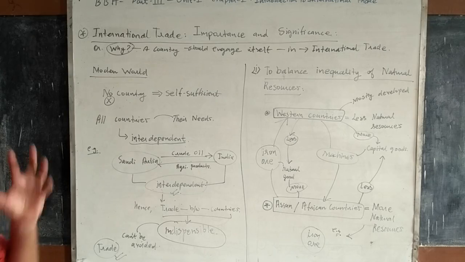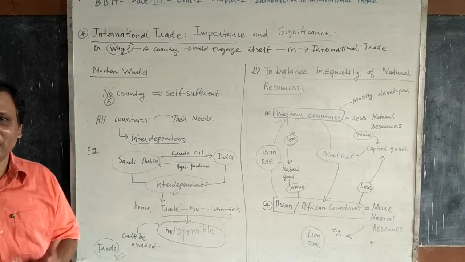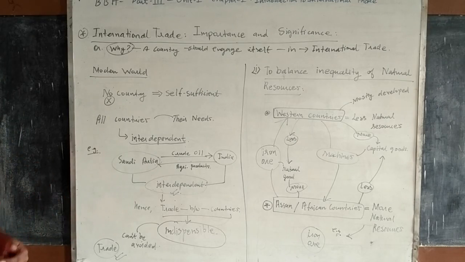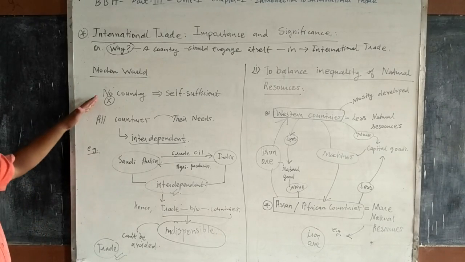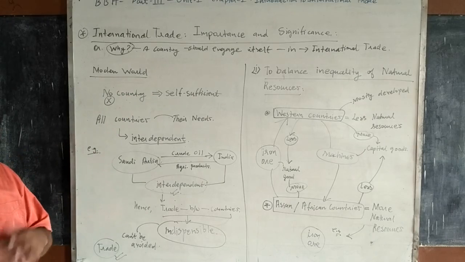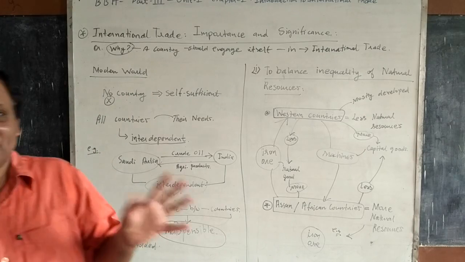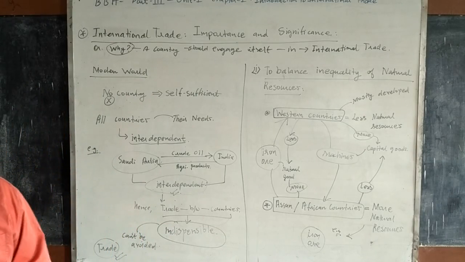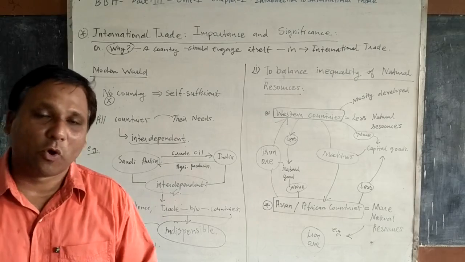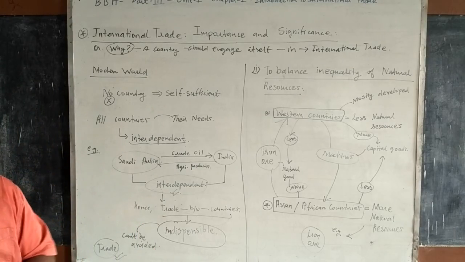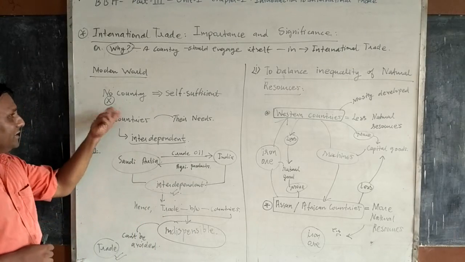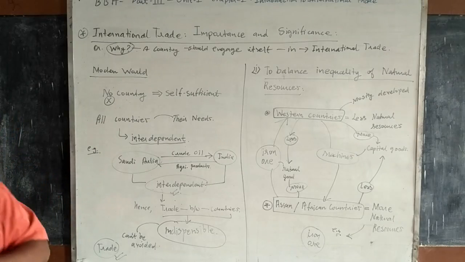Where is the need? Why? A very natural question may arise in your mind: why should we involve in international trade? Alright? So let's begin. My dear students, as you know, in today's modern world, no country is self-sufficient. There is no country across the world which can satisfy all its needs and demands within its own boundary. So no country is self-sufficient or self-dependent.